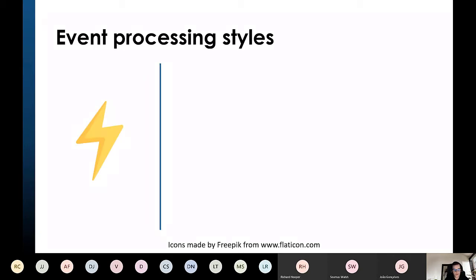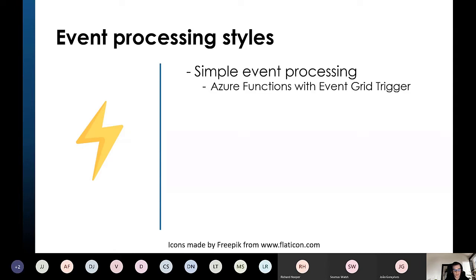We have different ways of processing the events in our applications. So let's see some common ways to process them. We can just perform a simple processing of the events. So we receive the events and use their raw data to perform a set of tasks. An example using this style would be using Azure Functions with an Event Grid trigger.